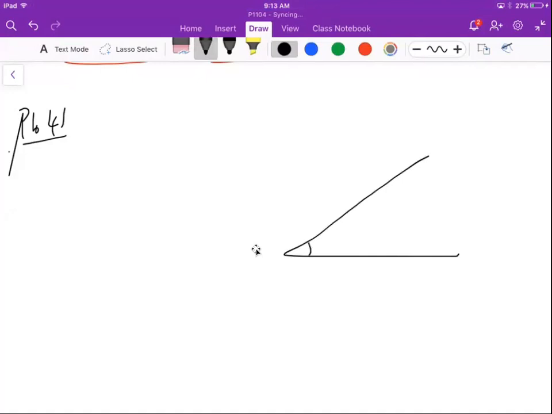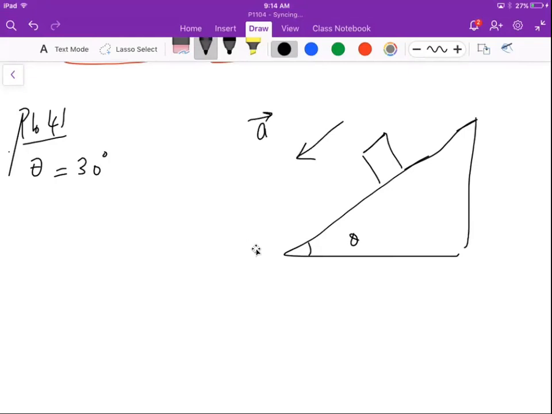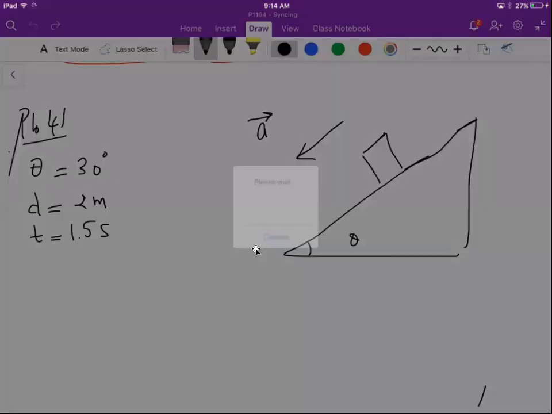Okay, so this is the angle 30 we're talking about. Let's call this angle theta. So the angle theta is equal to 30 degrees. And then the block is sitting somewhere on this inclined plane. Let's say it's over here. So this block is moving down, of course. So this is the acceleration of the block. And it slides a distance of d equals 2 meters in the given amount of time, t equals 1.5 seconds.